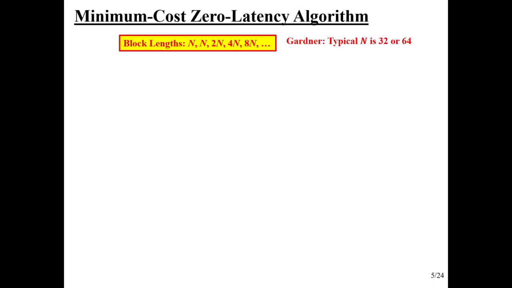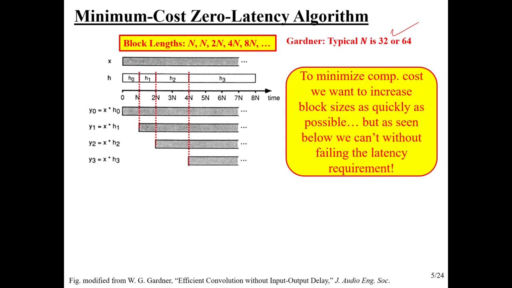Okay. So what is this breakdown that we just looked at that I said is valid, it's viable, but it will not actually work? And we'll see why it won't work. It's called the minimum cost zero latency algorithm. And again, I'm just pointing out that back in 1995, Gardner said, you know, for today's DSPs, 32 or 64 for N was a good choice. Again, your mileage may differ.